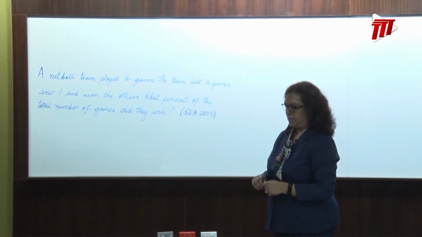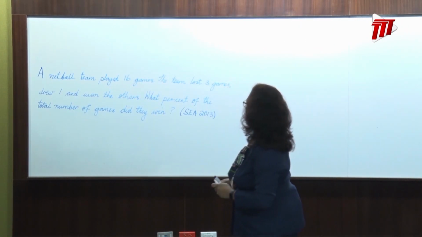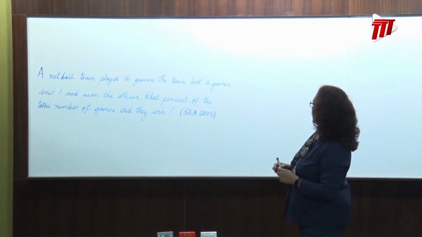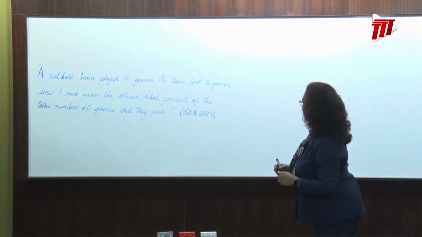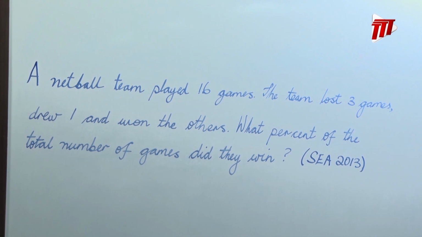So boys and girls, let's look at another problem that is involving percent. And this problem is slightly adapted from a problem in the essay math paper of 2013. So let's begin by reading the problem. A netball team played 16 games. The team lost 3 games, drew 1 and won the others. What percent of the total number of games did they win?